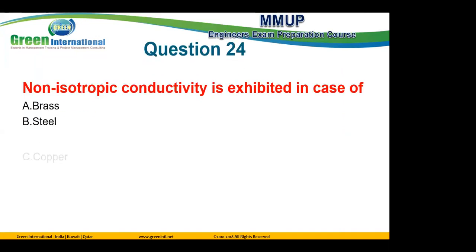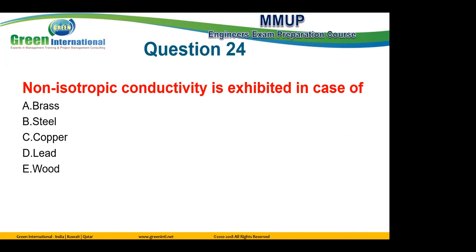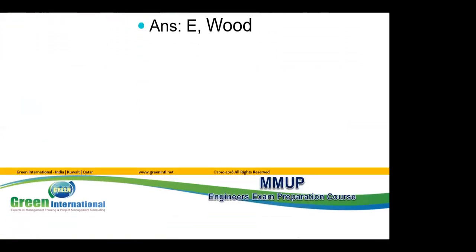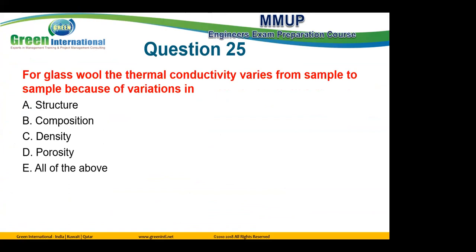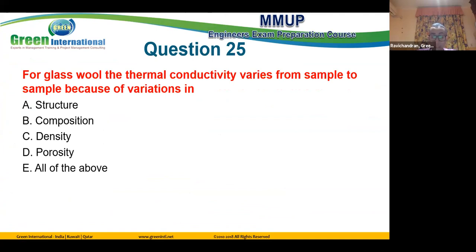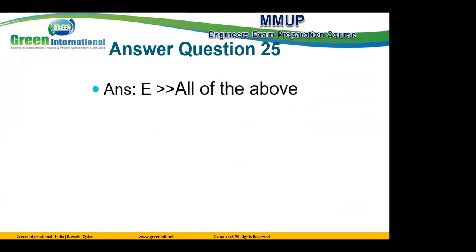Let's see one question for that. Non-isotropic conductivity is exhibited in the case of wood. For glass wool, the thermal conductivity varies from sample to sample because of variations in porosity. All of the above. Yes, all of them.